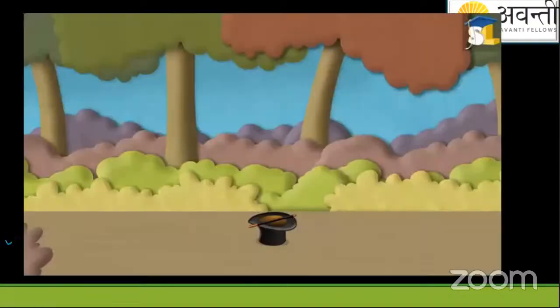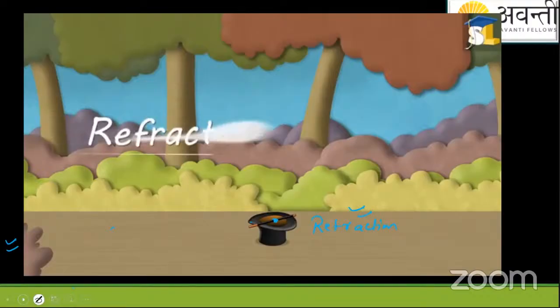Now, this video also we have seen already. What is happening in this video? There was a magic wand, and it appeared to break in between, but it was not broken. So when the person got the knowledge of refraction, he was able to explain that this magic wand was not broken in between. Got it? Yes. Next.